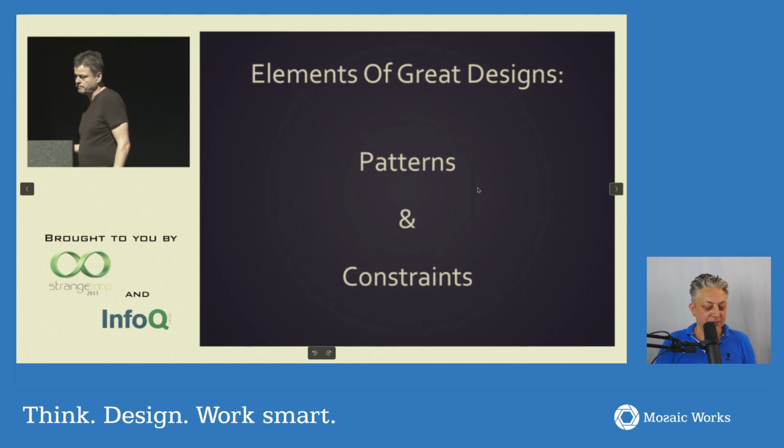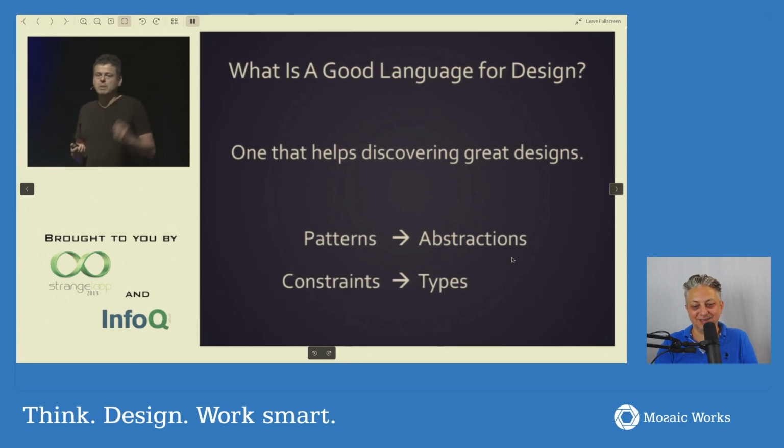And then he goes and talks about the elements of great design. So we need two things, patterns and constraints. And I agree, we need patterns because patterns help us understand the code better and solve the same problem in the same way. And constraints. Yeah. But here is where I don't agree with him.